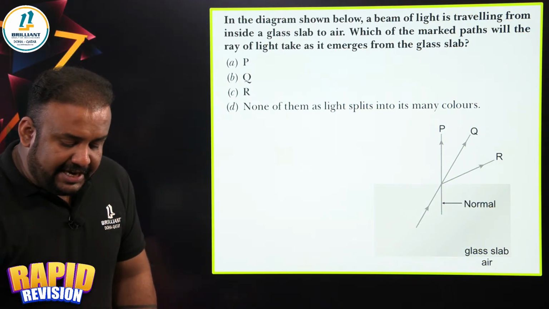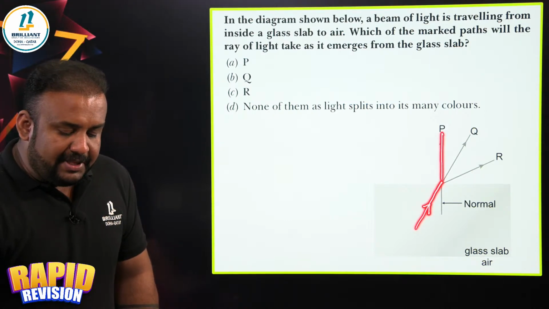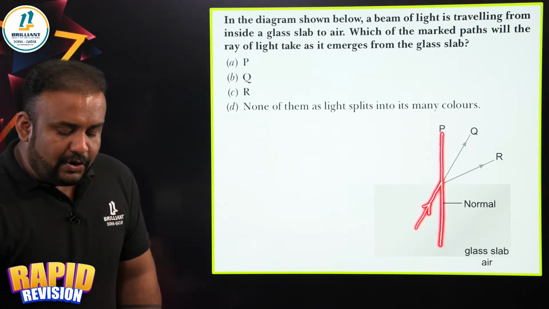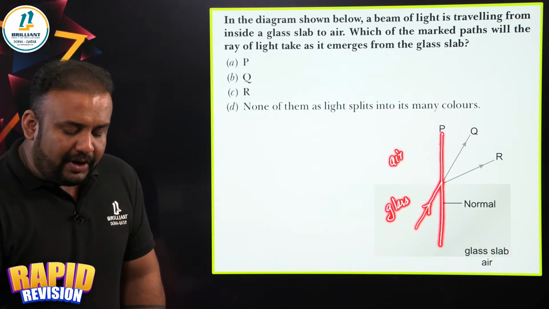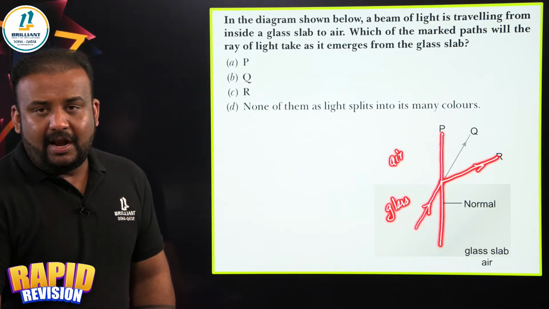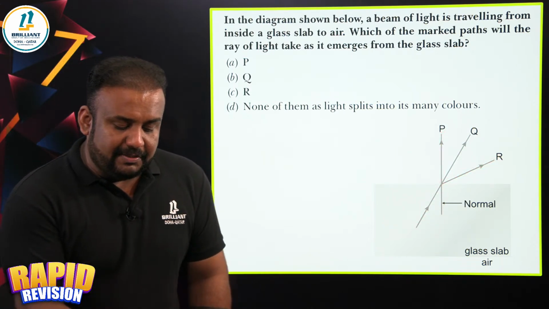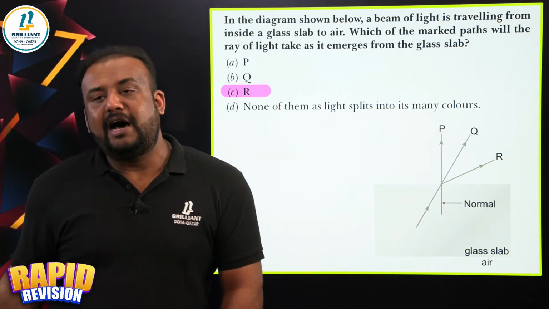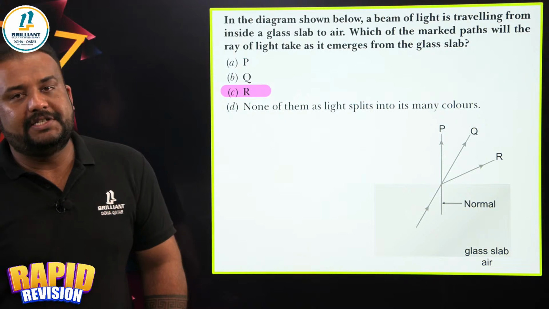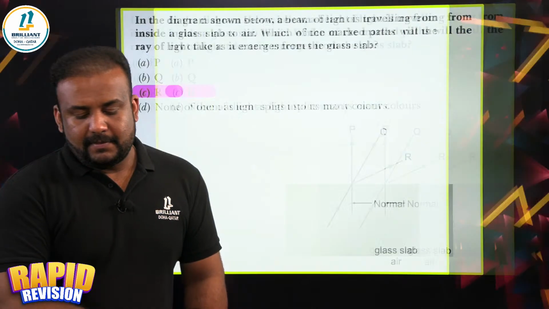You see, this is the incident ray. It is coming from the glass slab. And this can be the normal, right? So here it is coming from glass to air, denser to rarer. So what should happen? It should bend away from the normal. So the only possibility here is R. R will be the path of the emerging ray. Okay, clear for all? Excellent.